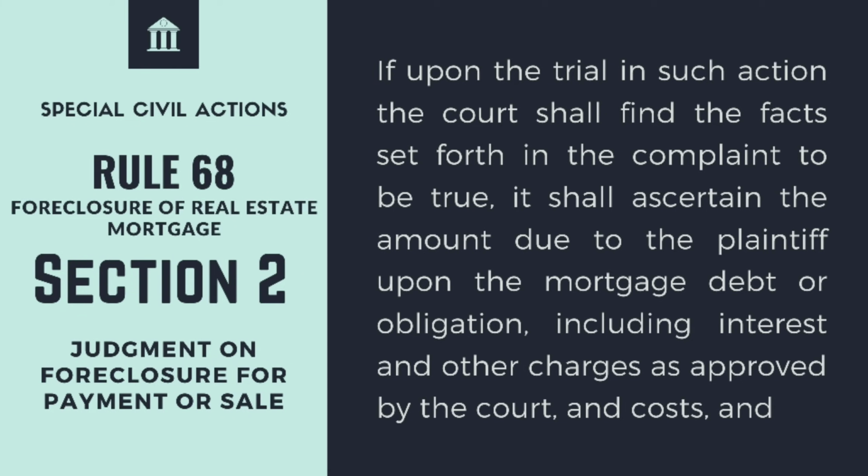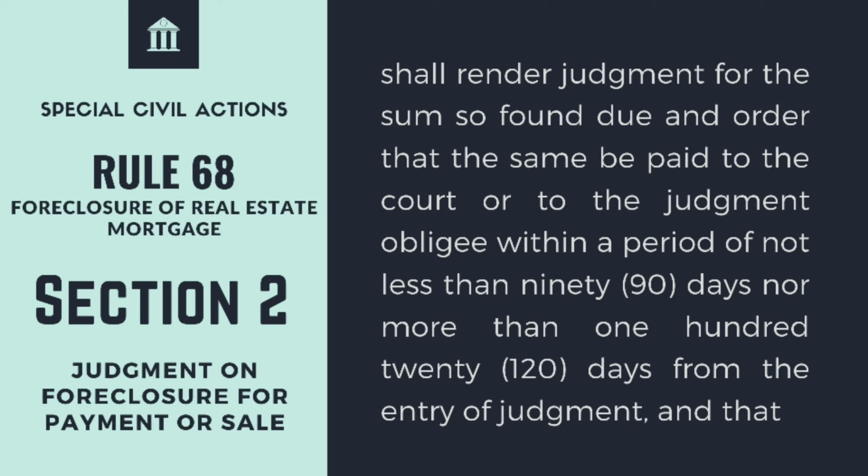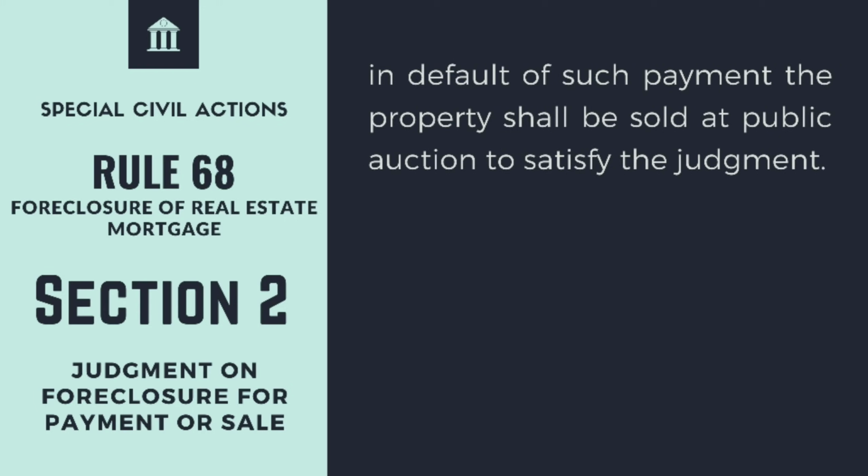Section 2. Judgment on foreclosure for payment or sale. If upon the trial in such action, the court shall find the facts set forth in the complaint to be true, it shall ascertain the amount due to the plaintiff upon the mortgage debt or obligation, including interest and other charges as approved by the court, and costs, and shall render judgment for the sum so found due, and order that the same be paid to the court, or to the judgment obligee, within a period of not less than 90 days, nor more than 120 days from the entry of judgment, and that in default of such payment, the property shall be sold at public auction to satisfy the judgment.